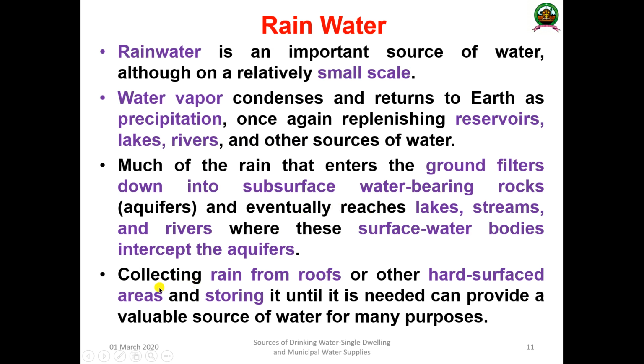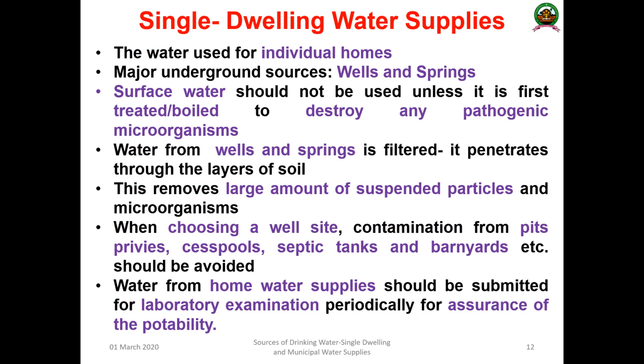Rainwater can also be collected from roofs and other hard surfaces and stored, which can provide a valuable source of water for many domestic purposes. And the next important topic is that water sources can be classified into two groups.